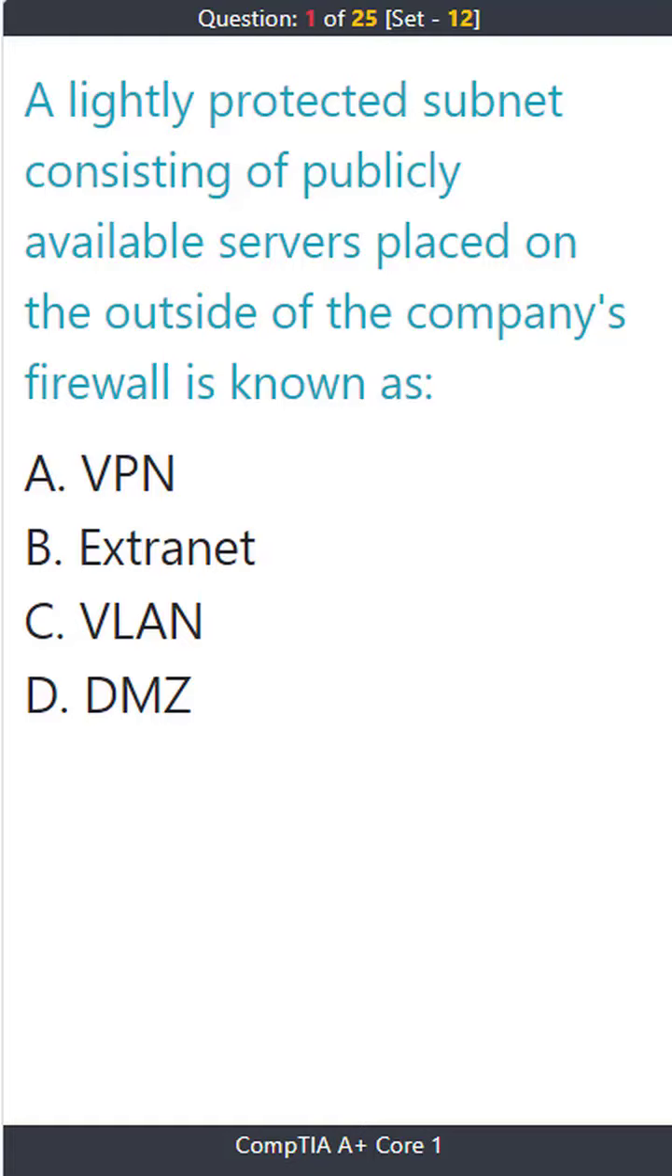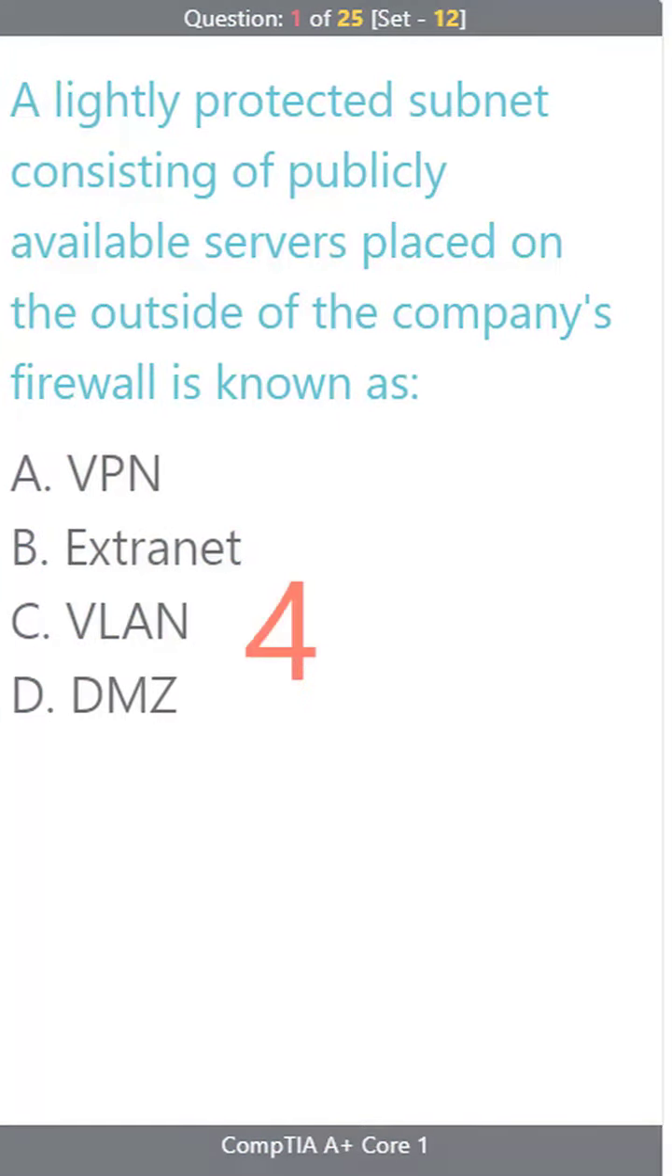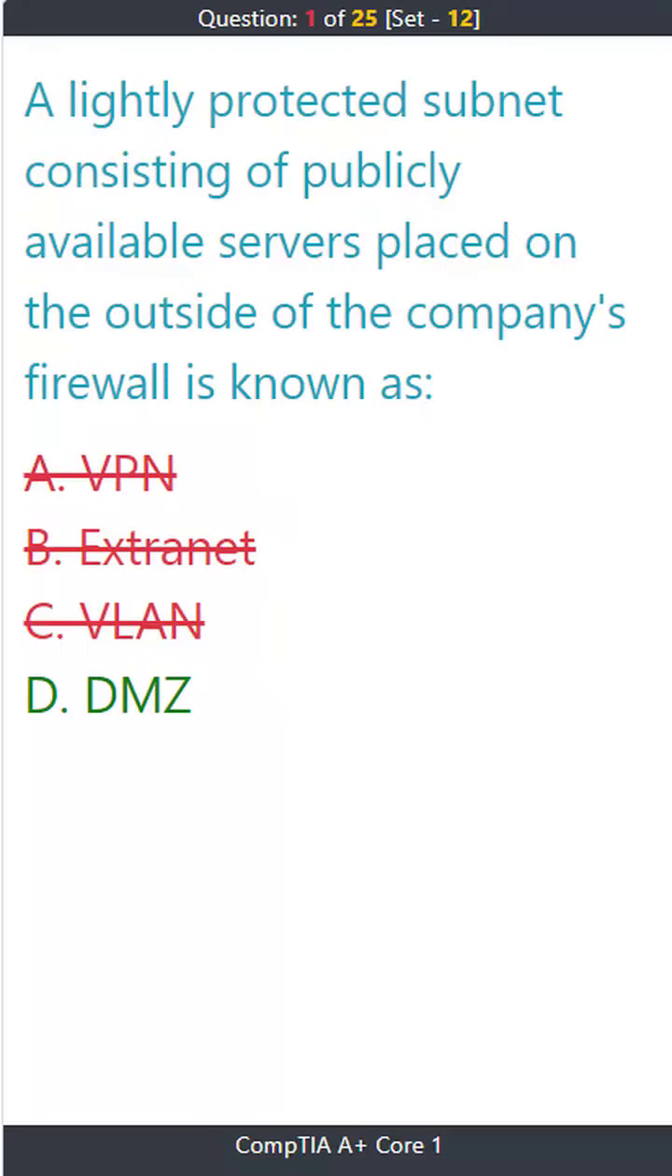Question 1. A lightly protected subnet consisting of publicly available servers placed on the outside of the company's firewall is known as A. VPN, B. Extranet, C. VLAN, D. DMZ. The correct answer is D. DMZ.